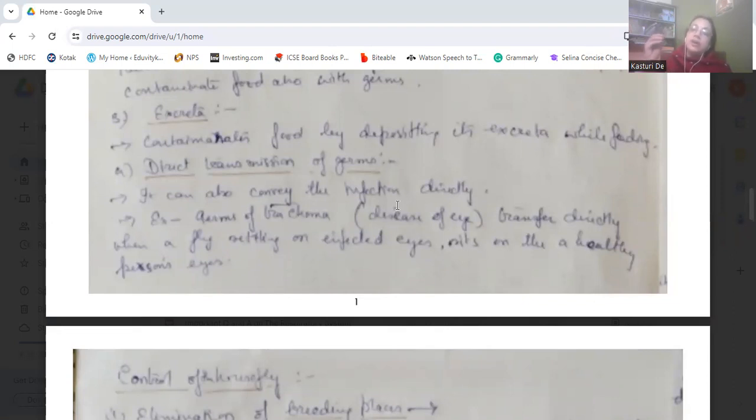say if the eye infection is there, then the fly is carrying that eye infection germ, and sits on a healthy person's eyes, then that infected eye germ will be deposited on the healthy person's eye, and that healthy person will now get infected. So this is called direct transmission. The disease of the eye is being directly transmitted from one person to another by the fly. So like that it happens.